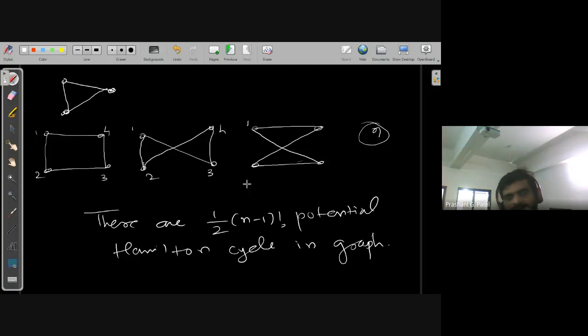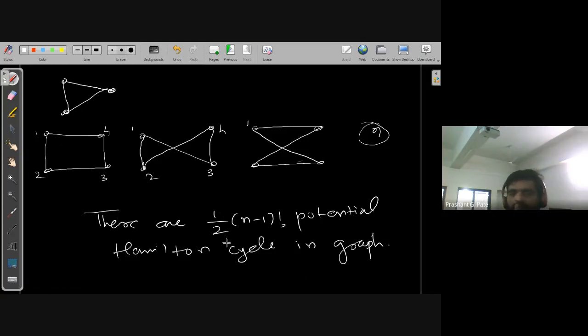And each having vertices, each Hamiltonian cycle having edges is n, because it has 3 edges, it has 4 edges, and so on. So each edge having the probability is d by n. So there are n number of edges.